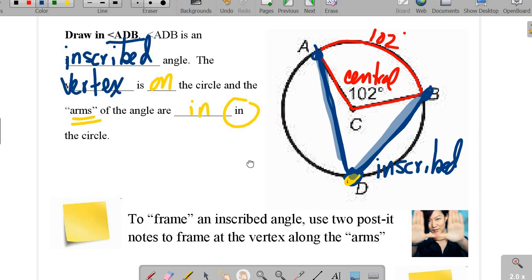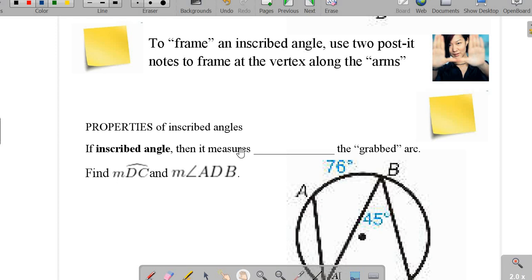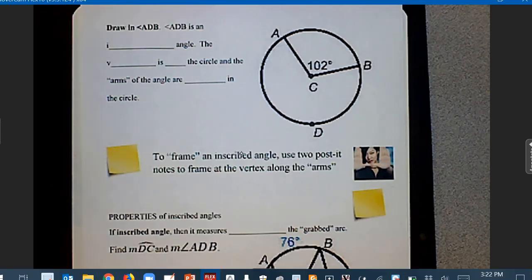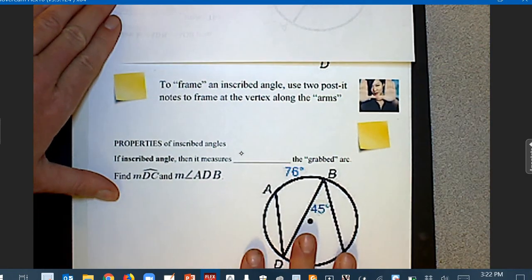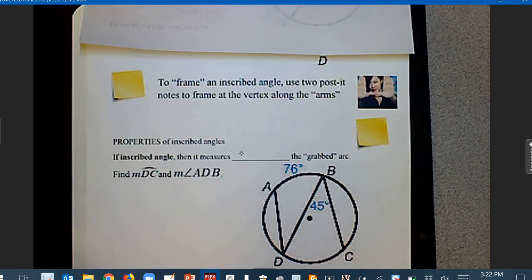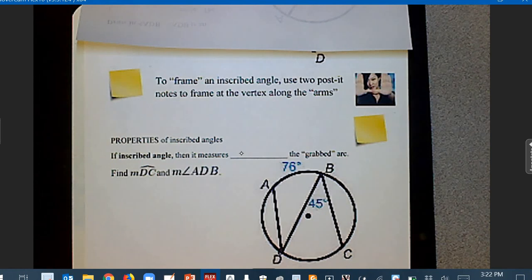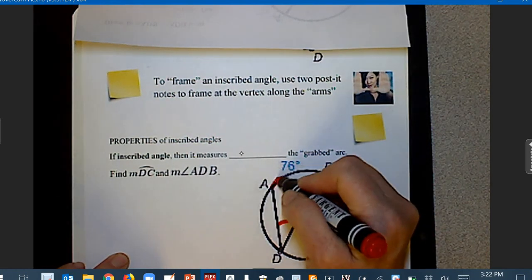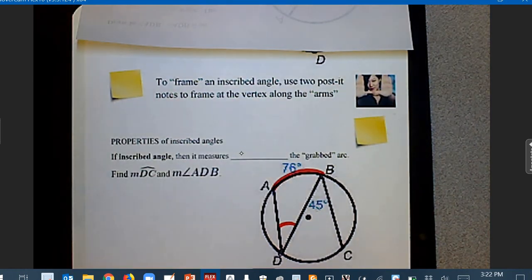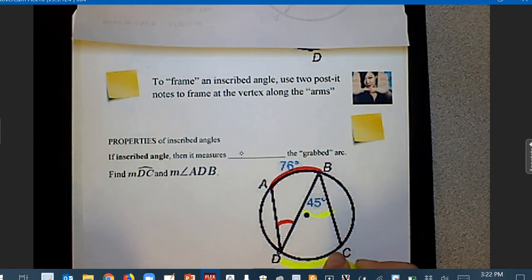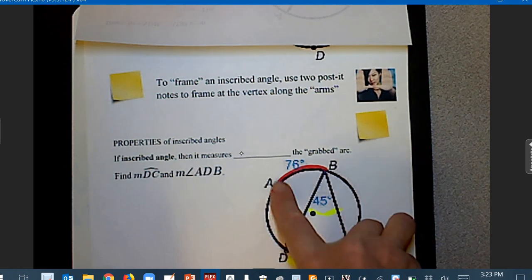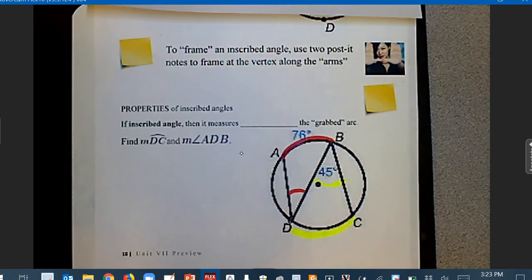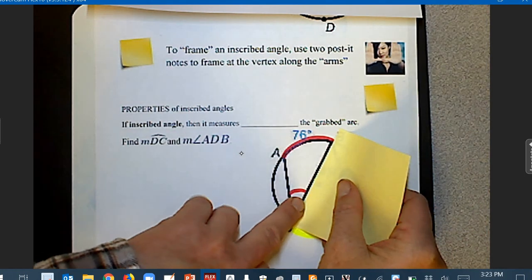Now I'm going to introduce, what are we going to do with those Post-its? There's something we call framing. So taking a look here, framing looks like this. If you have an inscribed angle, this right here would be inscribed, and then sweep the arc it's facing, and then this 45 is inscribed, and it sweeps its arc it's facing. So when I ask you to frame an angle, you are framing at the vertex. So ADB is an inscribed angle. If I ask you to frame it, this is what I mean. You frame it, you use your Post-it notes.